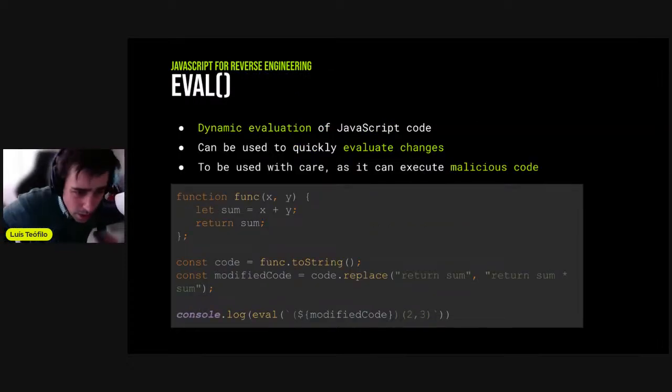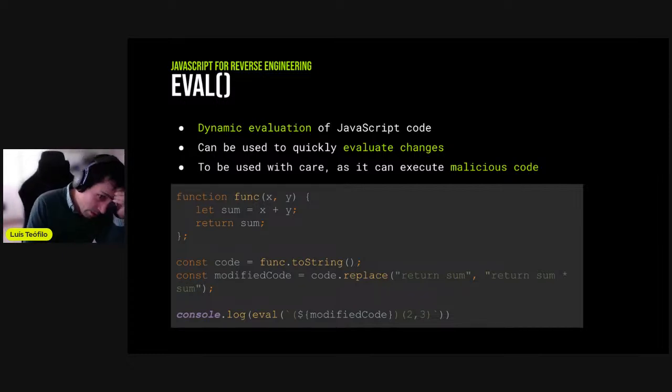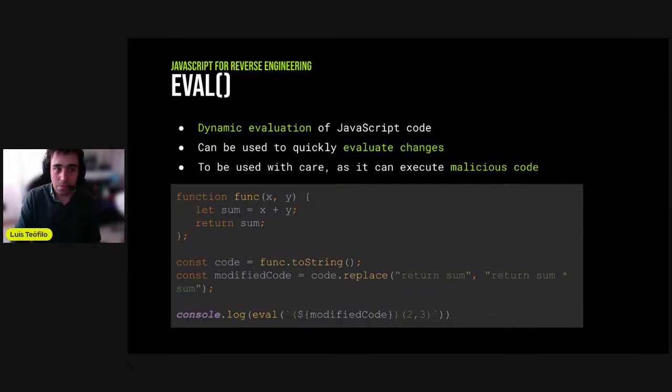Moving to the next one, eval. This has been around for quite a while. It's a very powerful function that basically takes a string, interprets the code in that string, runs the JavaScript and retrieves the result. So it basically does dynamic evaluation of JavaScript code. It can be used to quickly evaluate changes, and be careful with this one because it can run literally anything. So it can be used to inject malicious code as well.